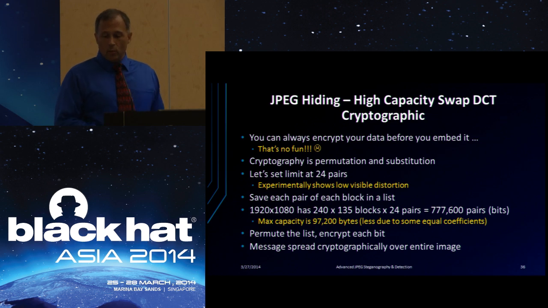So looking at the 24 pairs, I saved each pair in a list as it went through, so as it processed the JPEG, it just saves them out in the list. And then later, when it's all done, it reads the message, permutes the list, and swaps the coefficients as required. So it's spread cryptographically over the entire image.